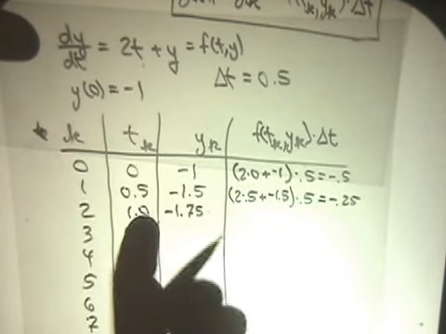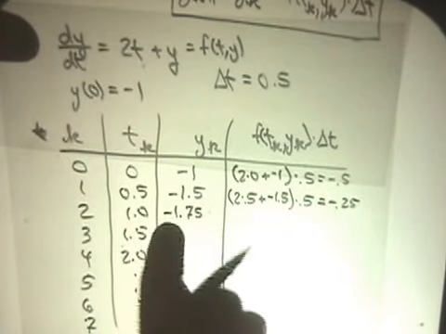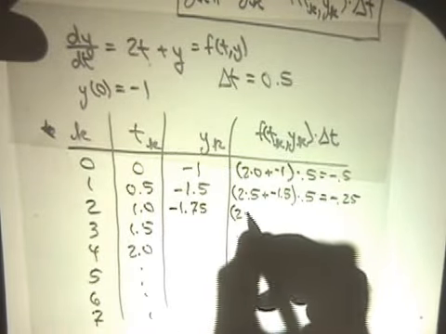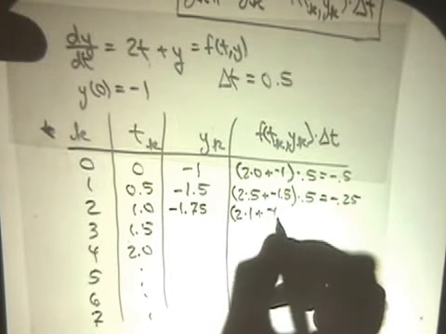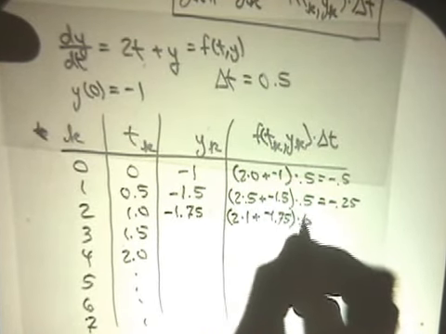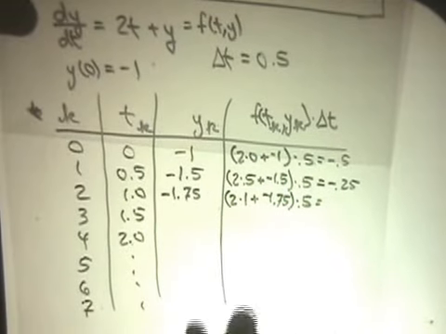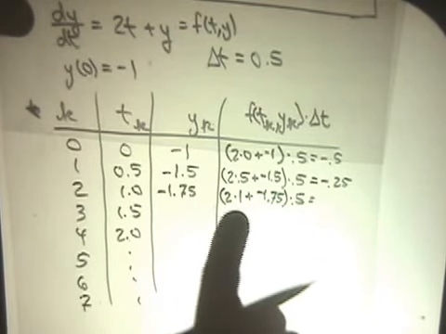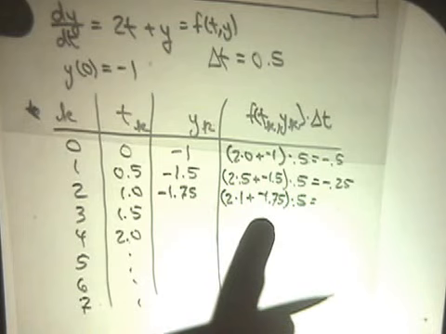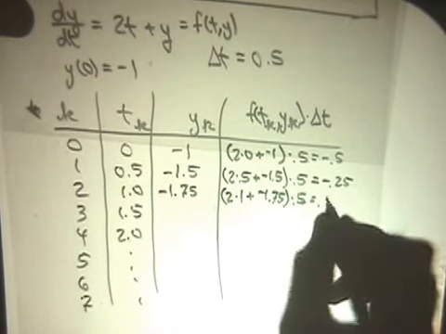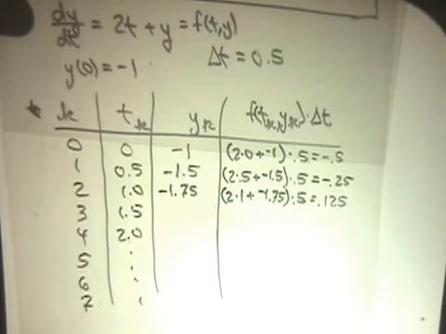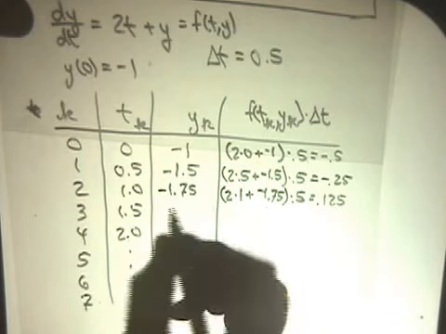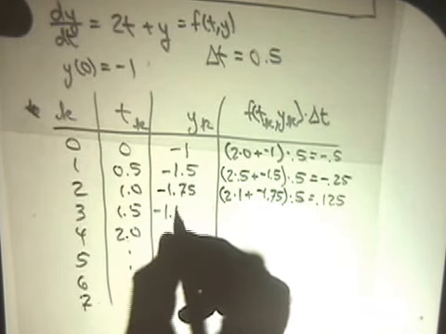Go one more time. Now take this new point, plug in t equals 1 and y equals -1.75 into the right-hand side. Multiply times 0.5. I think I'm at the limit of doing this in my head. We got 2 times plus -1.75 is positive 0.25. Times a half is going to be positive 0.125. Now y starts to go up. -1.75 plus positive 0.125 is -1.625.